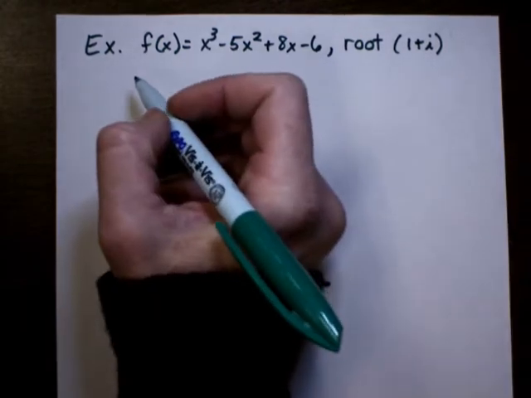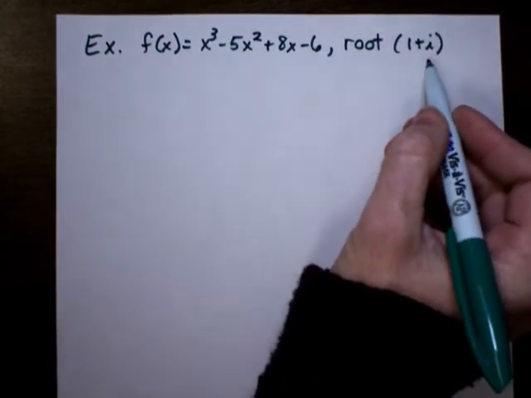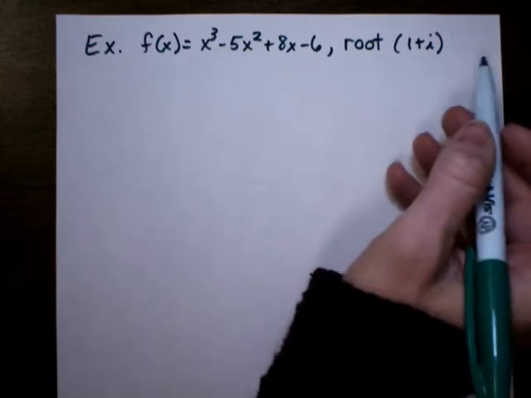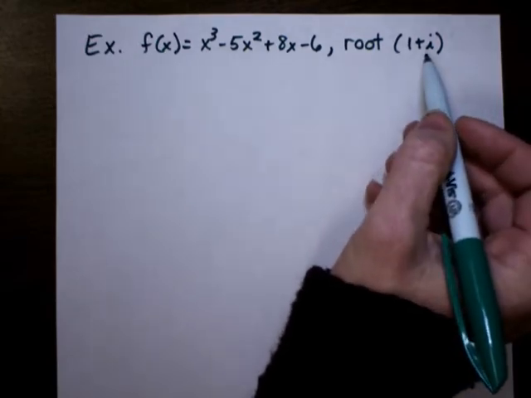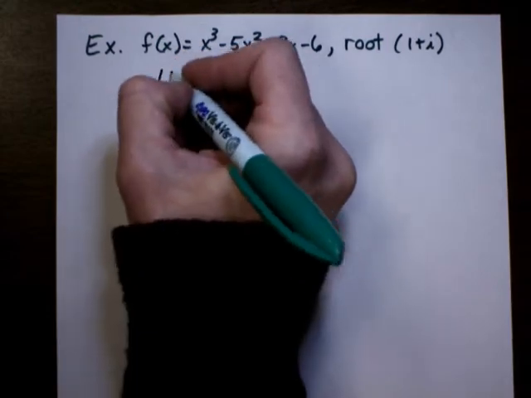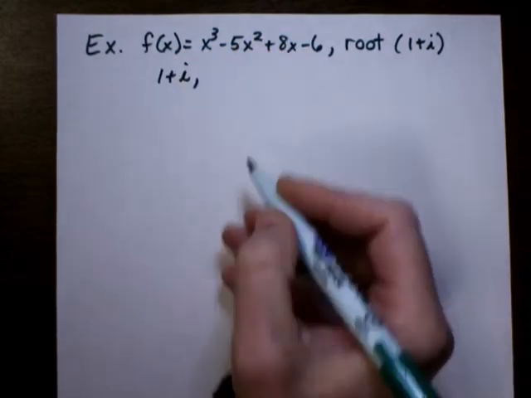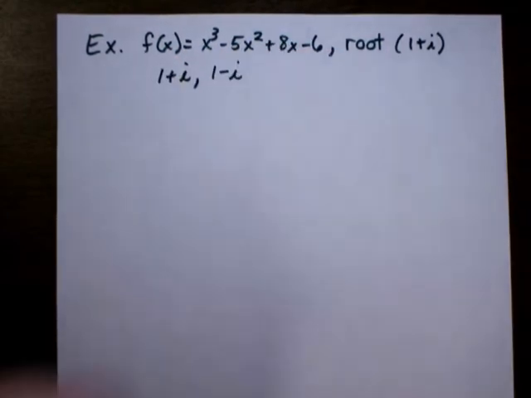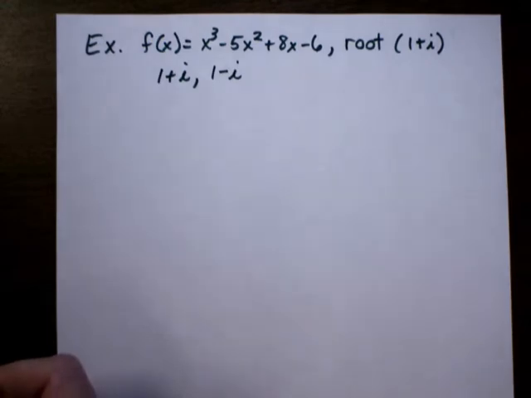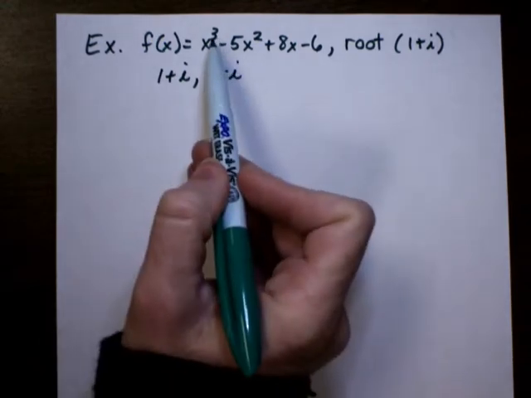Alright, complex roots come in pairs. I'm sorry, I said that wrong. So if 1 plus i is a root, then 1 minus i is also a root. So we found 2 of the 3 already. There's a total of 3 roots.